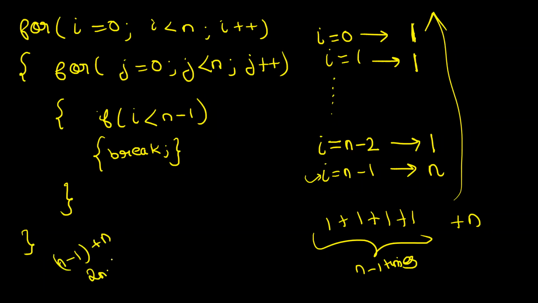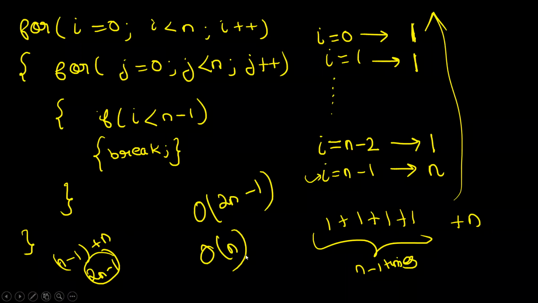So it is 2n minus 1 operations. Okay. So it is big O of 2n minus 1, which is nothing but big O of n. Is it making sense? Dekho guys, try to understand. When the value of i is less than n minus 1, what will happen? For i equal to 0, you enter inside the loop. You see that 0 is less than n minus 1, so it will break. So this loop only runs once. You enter the if block, you simply break. So the inner loop runs only once.